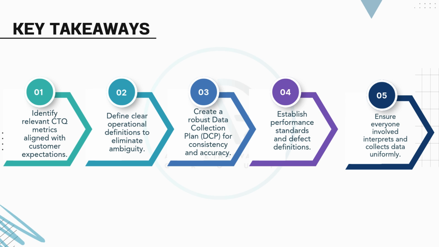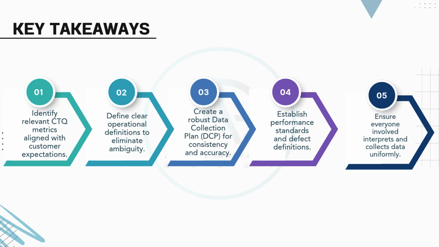Start by pinpointing critical to quality, CTQ, metrics. These should be directly tied to what matters most to the customer. This step ensures we're focused on improving aspects that deliver real value. Step 2. Define clear operational definitions to eliminate ambiguity. Use precise, measurable terms to define your metrics. This step ensures that everyone interprets the data the same way, removing subjectivity and guesswork from the process.